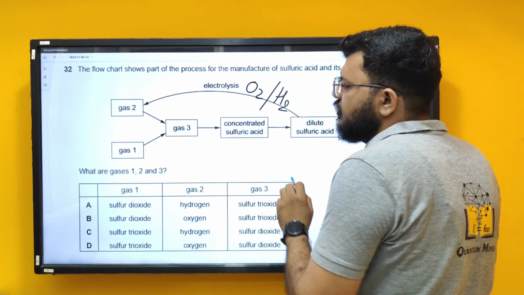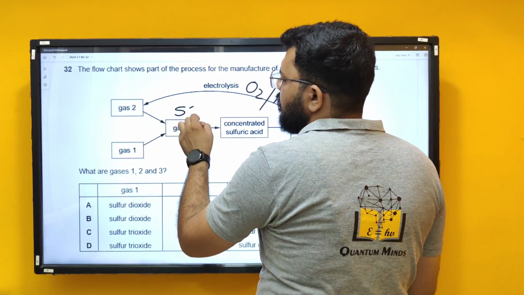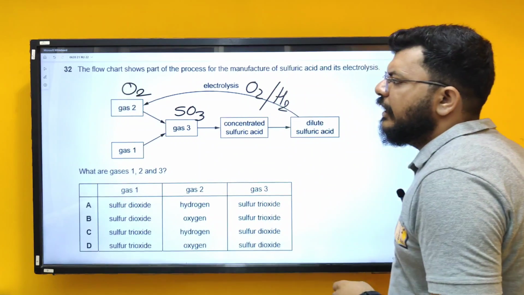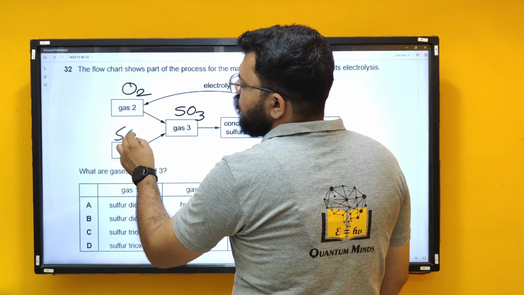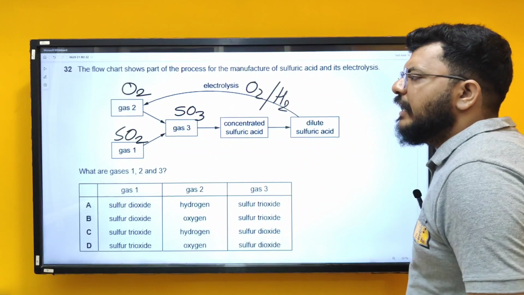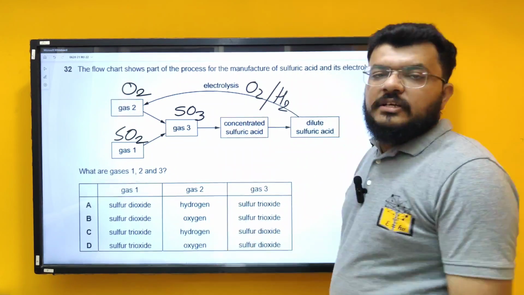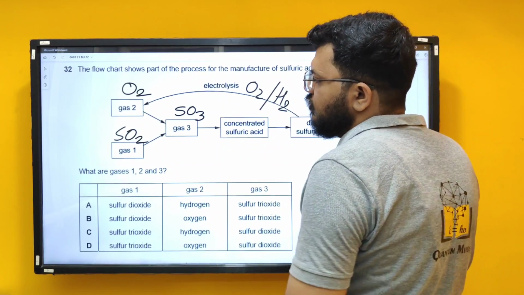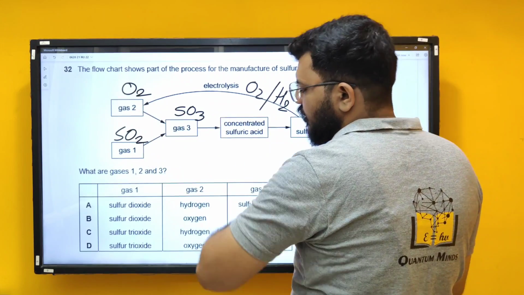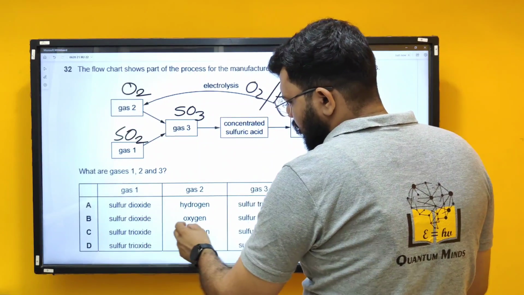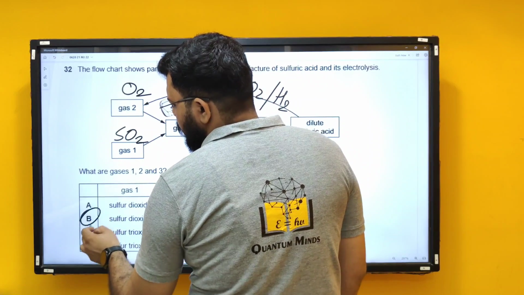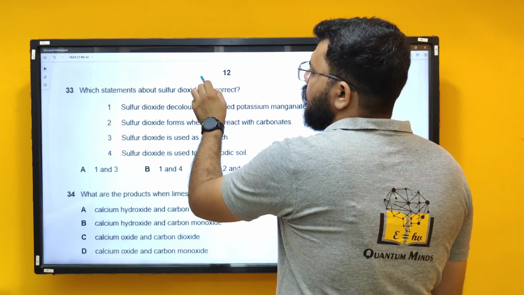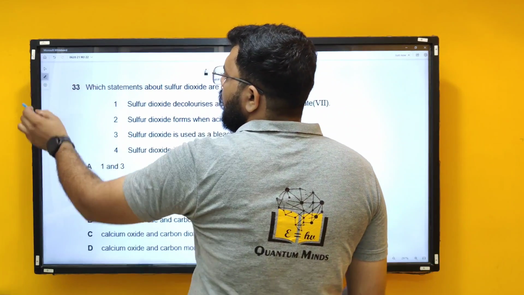Okay, then gas 3 makes concentrated sulfuric acid. This has to be SO3. To do this, you require O2, right? And SO2. So gas 1 is SO2, gas 2 is oxygen, gas 3 is sulfur trioxide. What are gases 1, 2 and 3? So sulfur dioxide, oxygen, sulfur trioxide. Option B is your correct answer. Let's see question number 33.